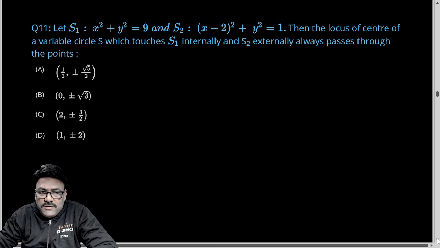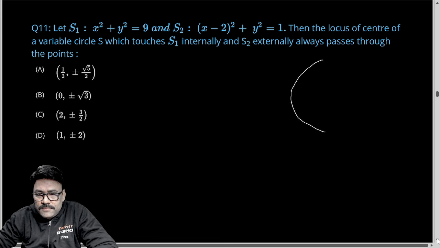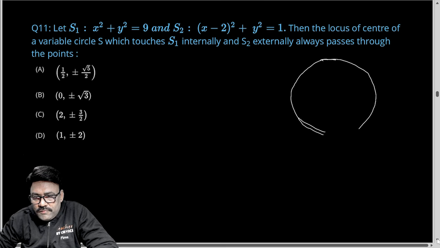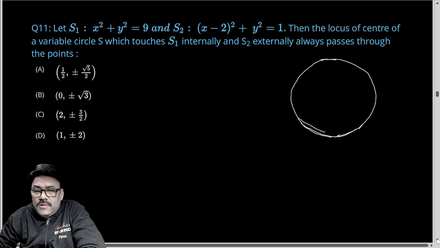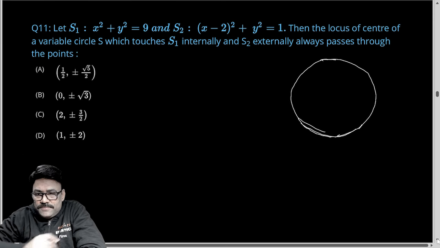So I have a large circle with center at origin, radius 3. So let's say this is the circle having center at origin, radius 3. Then we have another circle whose center is 2, 0, radius is 1.